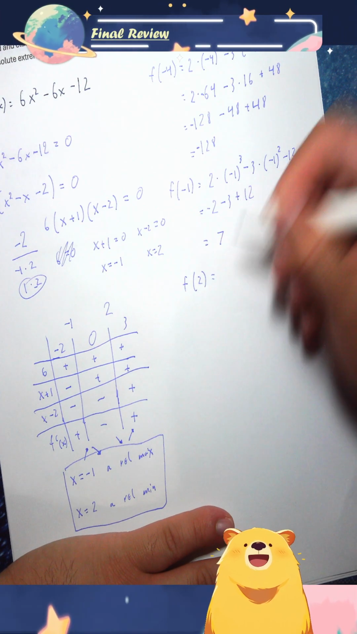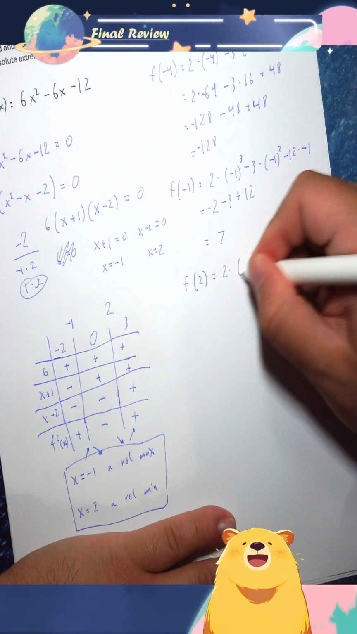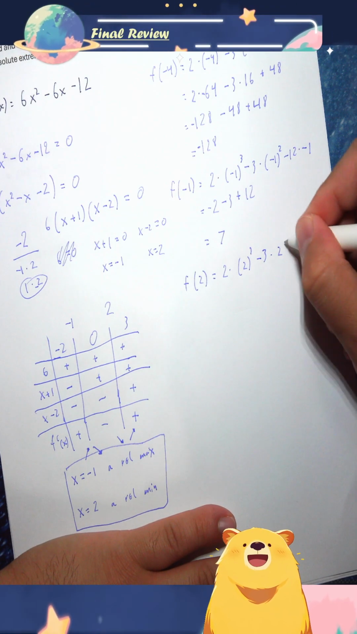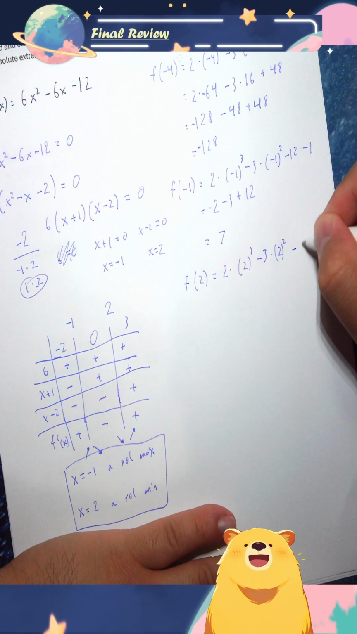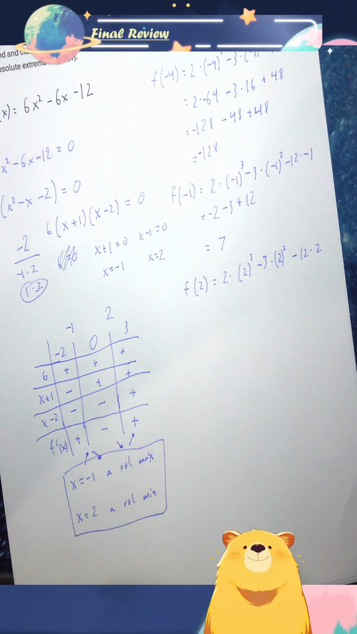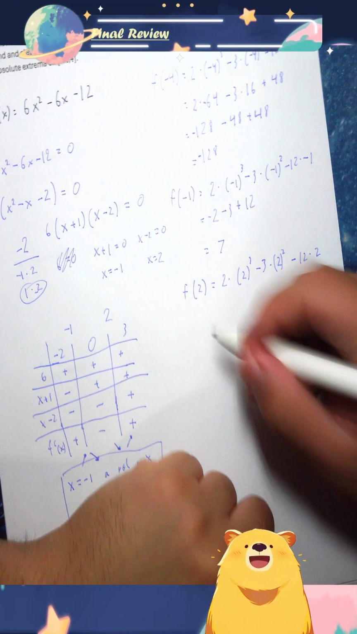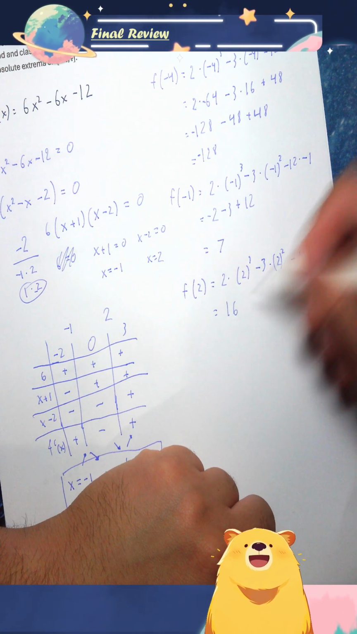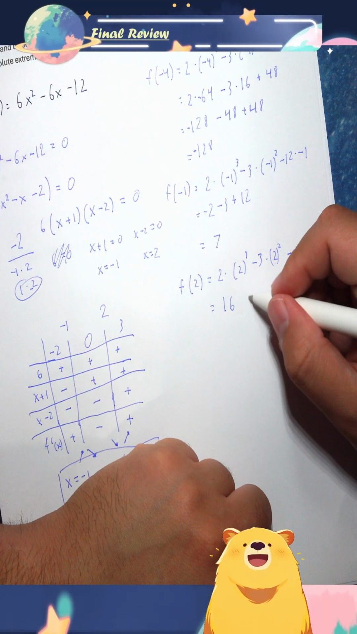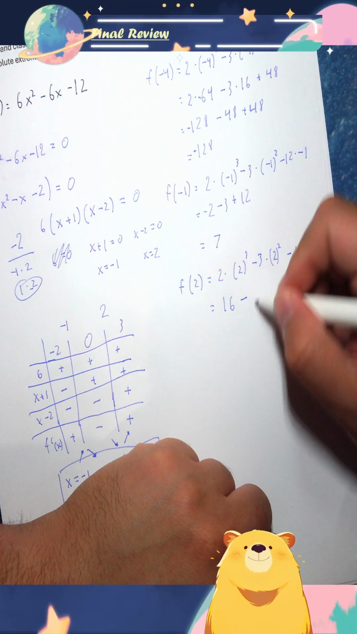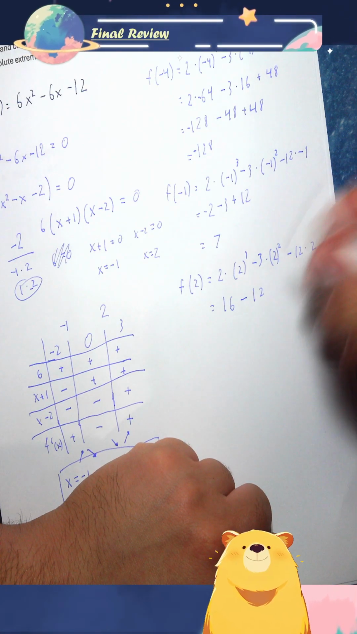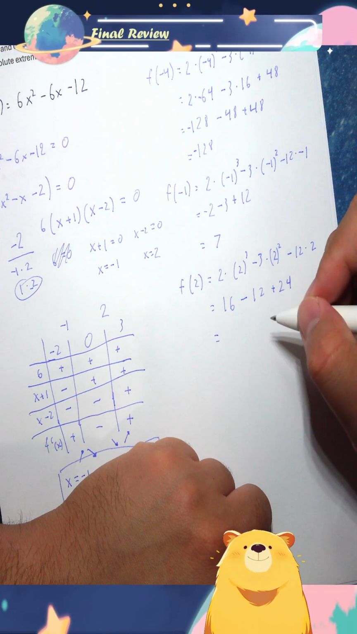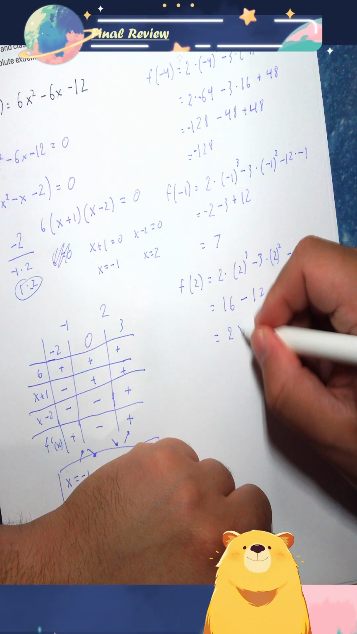And then for this one, 2 times 2 to the power of 3, minus 3 times 2 squared, and then minus 12 times 2. So that's going to be, well, that's just 16 technically. Here we'll have a minus 12, and here we'll have minus 24. So it's going to be negative 20.